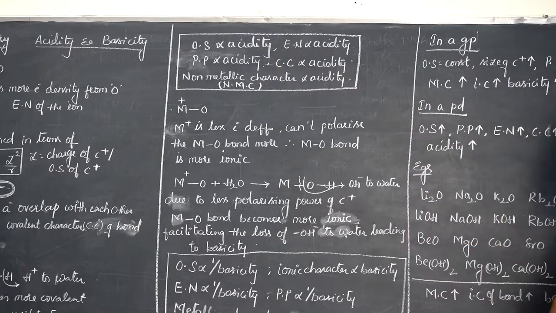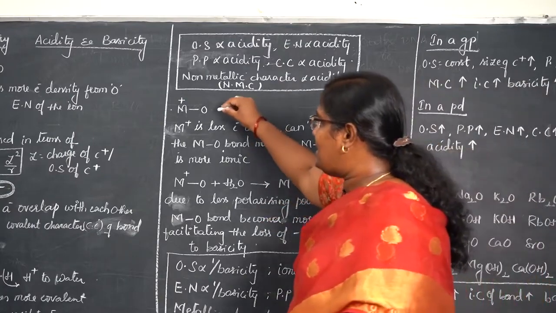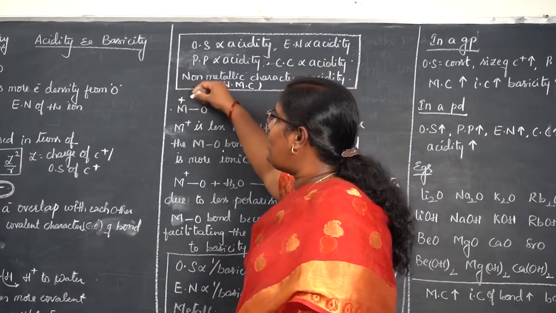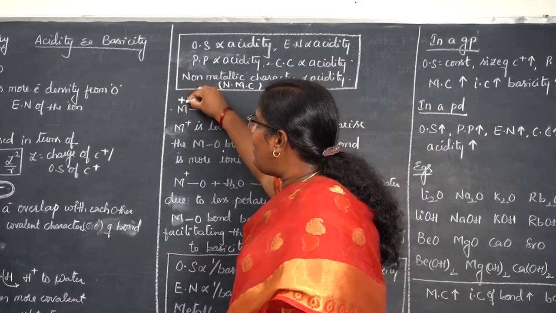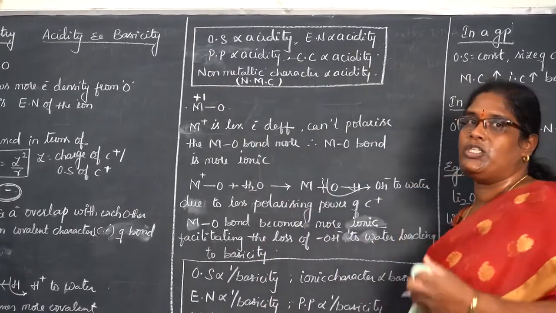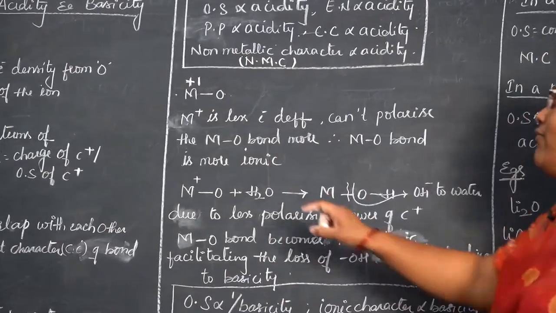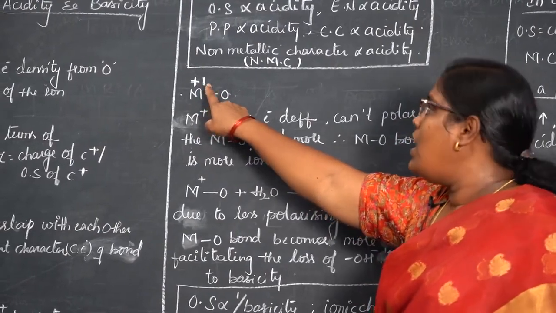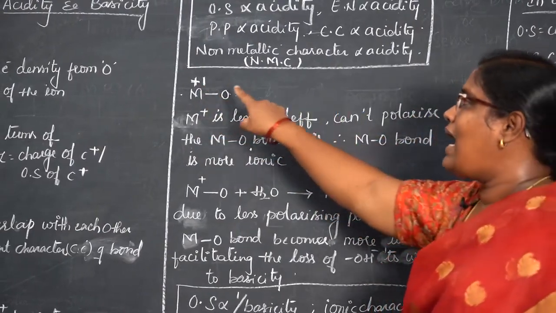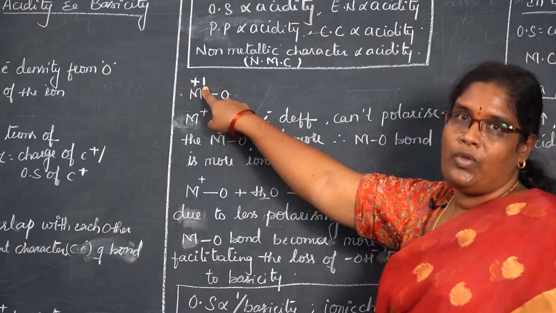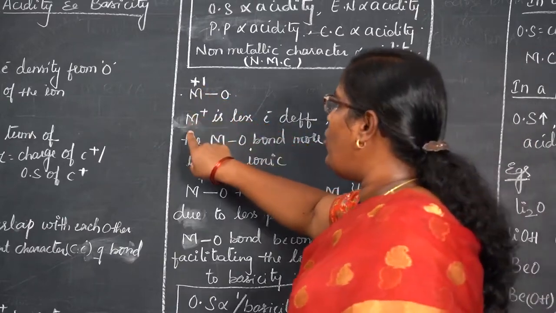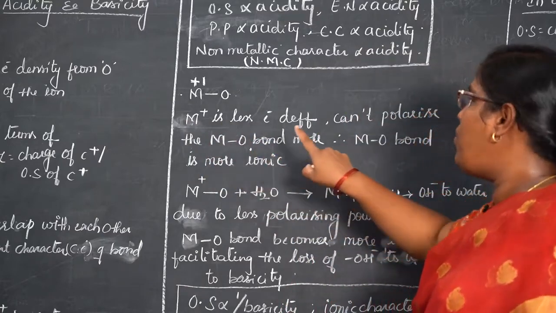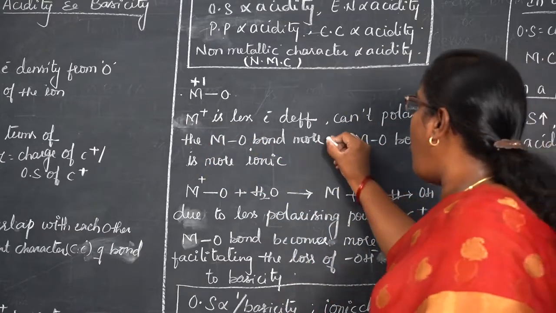Now when we come to the basicity, here I am taking the metal oxide in which the central atom is in +1 oxidation state. So when the oxidation state is less, the polarizing power of the cation decreases. Polarizing power of the cation will be less, therefore the metal oxygen bond becomes more polar.